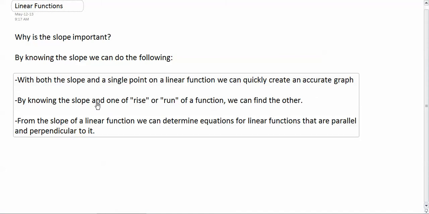So by knowing the slope and one of the rise or the run of the function, we can find the other. So if I tell you what the slope is and I tell you what the rise is, you can find the run. And if you know the slope and the run, you can find the rise. And lastly, from the slope of a linear function, we can determine equations for linear functions that are either parallel or perpendicular to it.